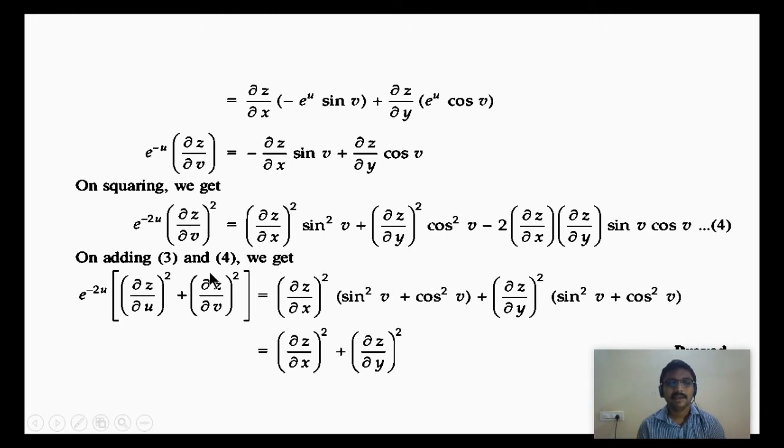On adding equations 3 and 4, taking the common factor e^(-2u) and then simplifying, we will have sin squared v plus cos squared v, whose value is 1. This gives the required second statement. Hence proved.